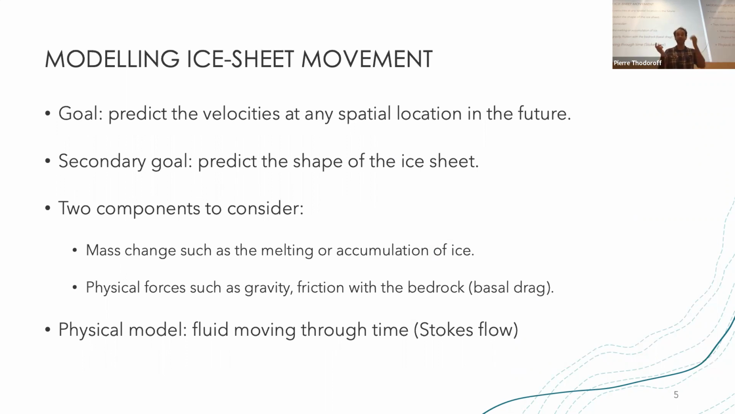And there's two components that they consider. The first one is the mass balance. The mass balance are things that are going to be changing, like ice is going to melt. Sometimes you're going to have snowfall. And so that's going to create differentials in mass. And the second one is physical forces such as gravity and friction. So gravity is just the ice is going to go towards the bottom of the cliff or something like that. The other one that's really important is the friction with the bedrock.